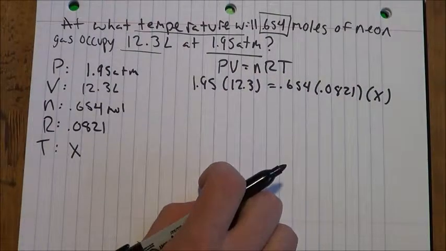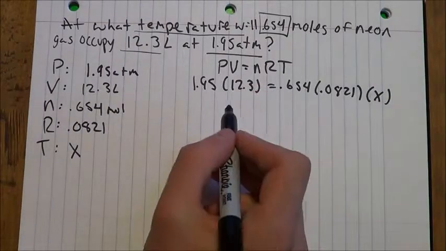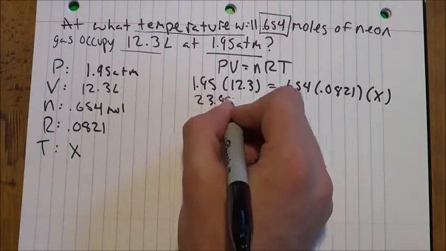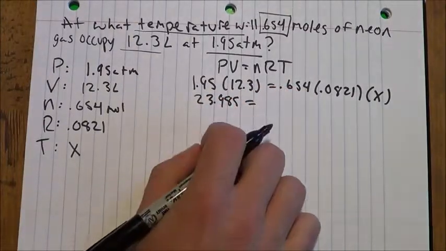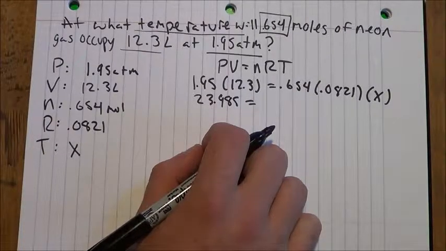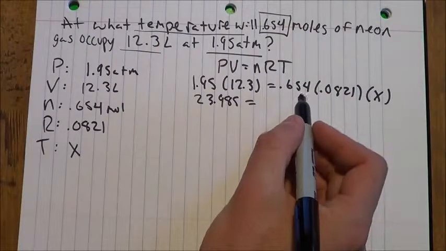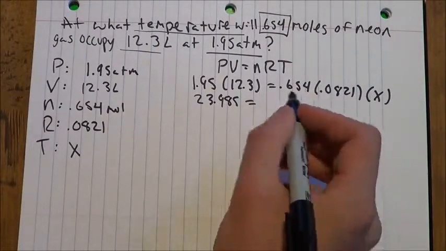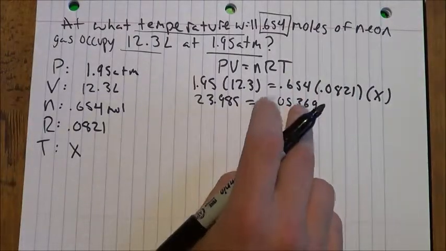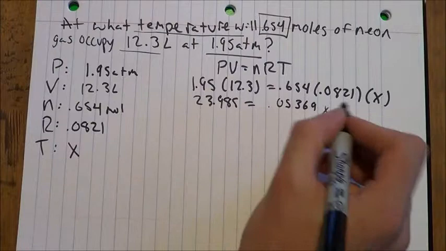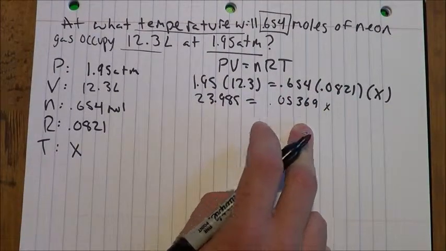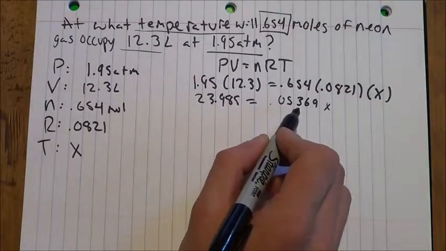Alright, now let's do the math. 1.95 times 12.3 gives us 23.985. I love keeping all the sig figs right now, because it helps get a more exact answer. Now we're going to do this again right here: 0.654 times 0.0821, and you get 0.05369. Then you bring the x down. Now what you're going to do is divide 23.985 by 0.05369.